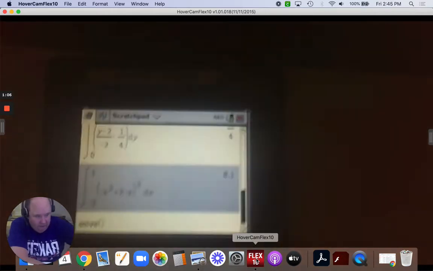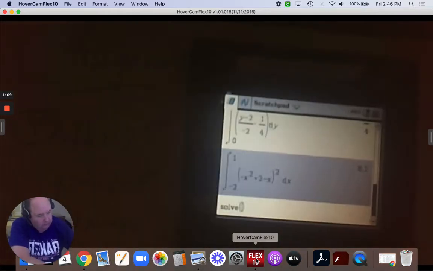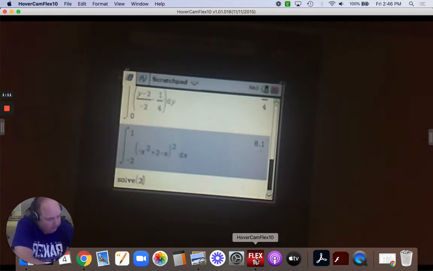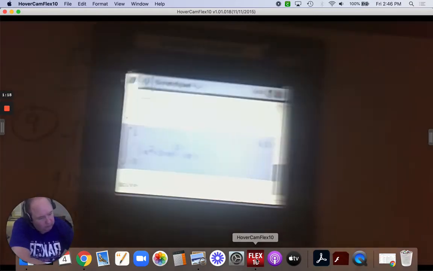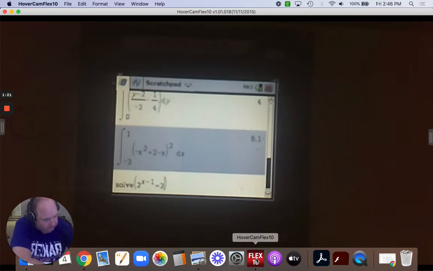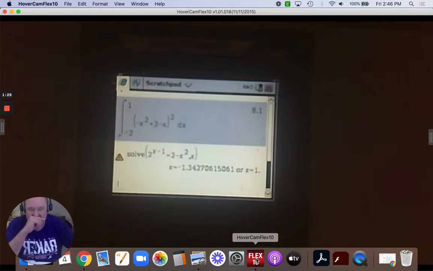And then you're going to actually type in the two equations. So you're going to type in 2 to the x minus 1, move the cursor, equals, 2 minus x squared, comma x, and then solve it. One answer is 1, and the other one is this irrational answer, negative blah, blah, blah. So those are going to be your limits.